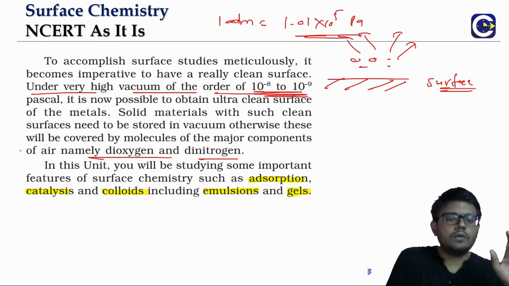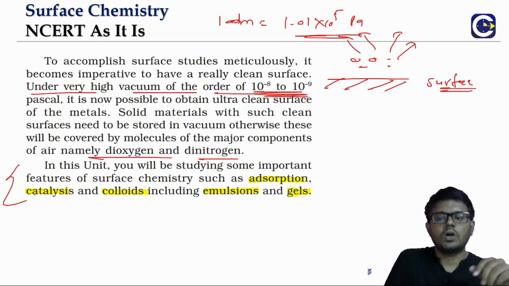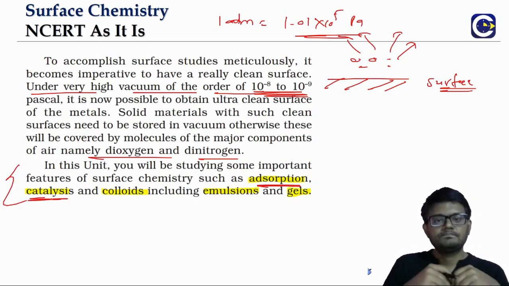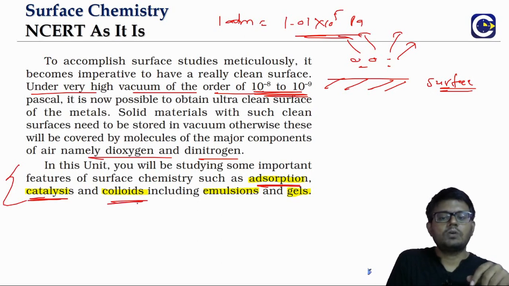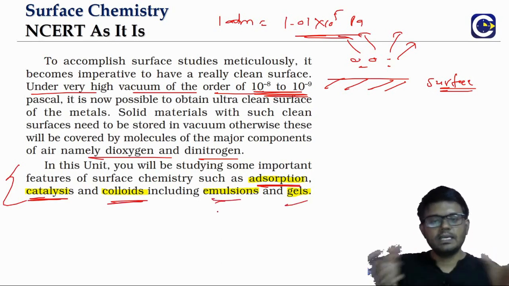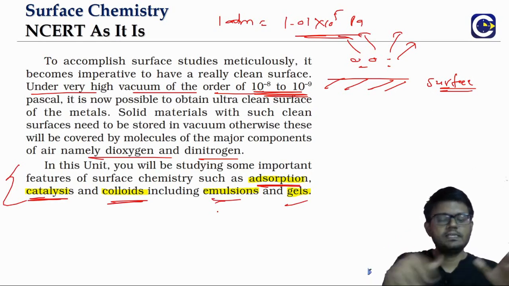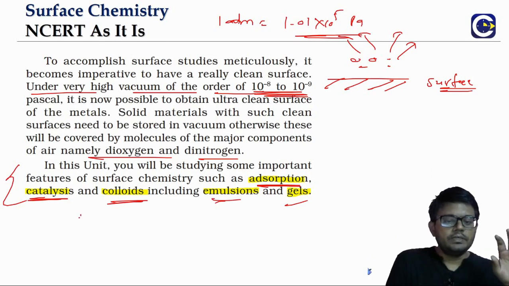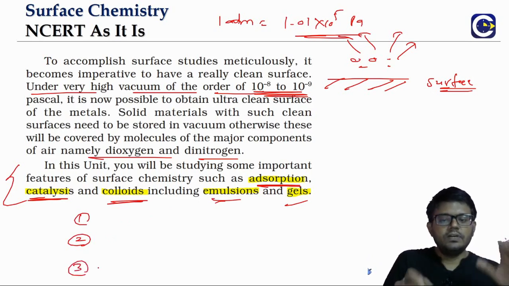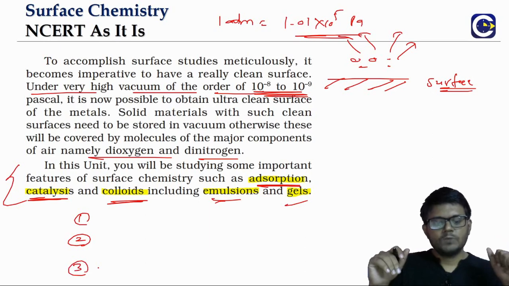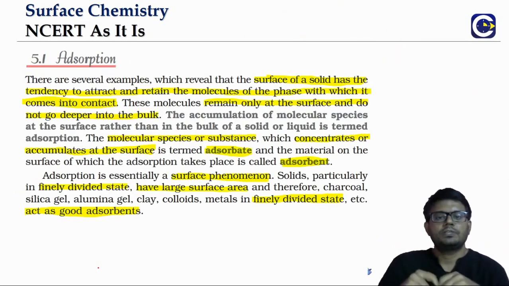So broadly, what we are going to cover in this chapter, surface chemistry, is adsorption phenomena, catalysis, and colloids. We'll have some important types of colloids: emulsion, milk is an example of emulsion, and gels. In fact, we are going to do the chapter in 3 videos. The first video we'll talk about adsorption, the second video about catalysis, and the third video about colloids. Okay, so let's start with adsorption.